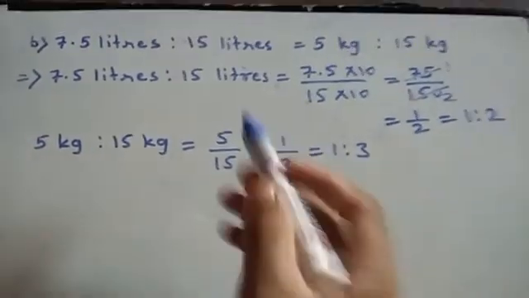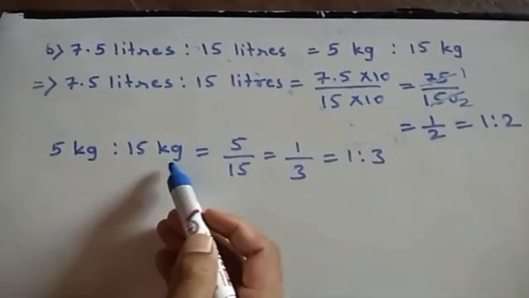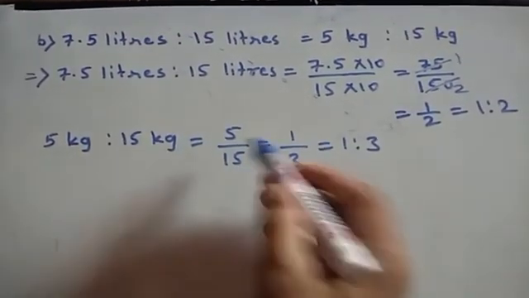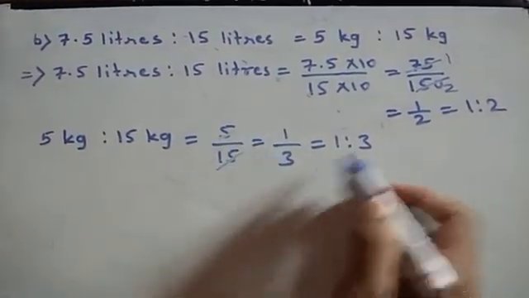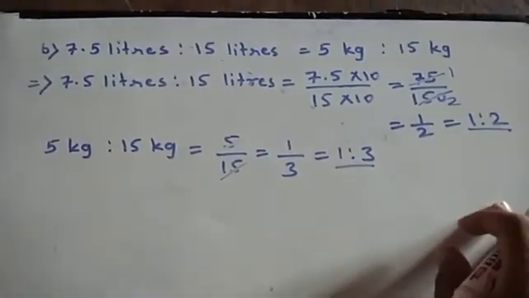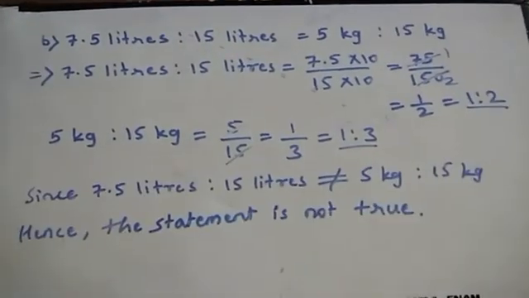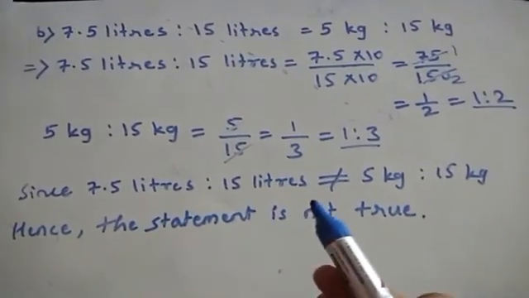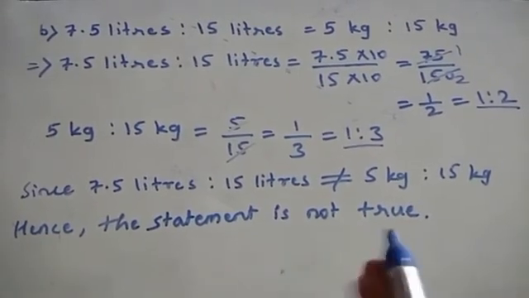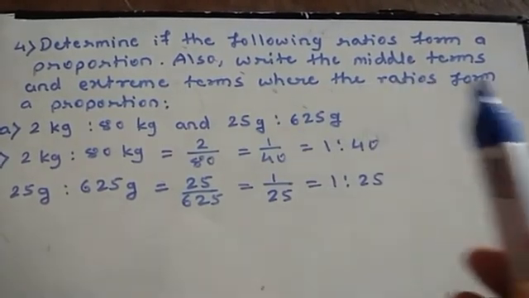In the same way, the second ratio we can take 5:15, that is 5 kilogram is to 15 kilogram. We can write it as 5/15. Kilogram will get cancelled here. Then 5 1s are 5, 5 3s are 15. That is 1:3. The second ratio is 1:3. Now the second ratio and first ratio are different. Therefore we can say that the statement is not true, since 7.5 liters is to 15 liters is not equal to 5 kilogram is to 15 kilogram. Therefore the statement is not true.